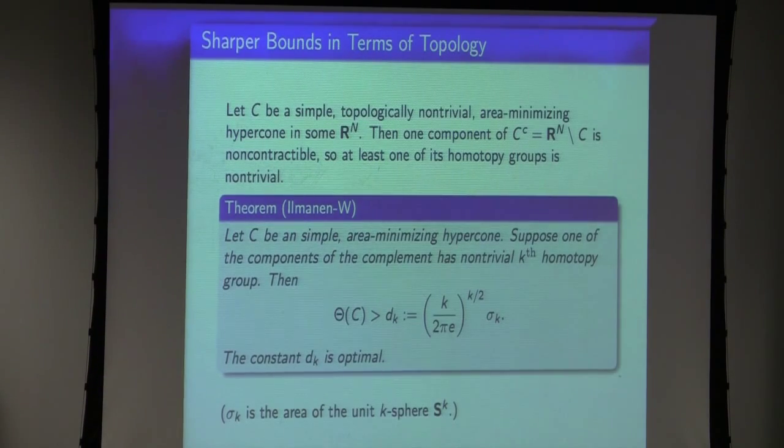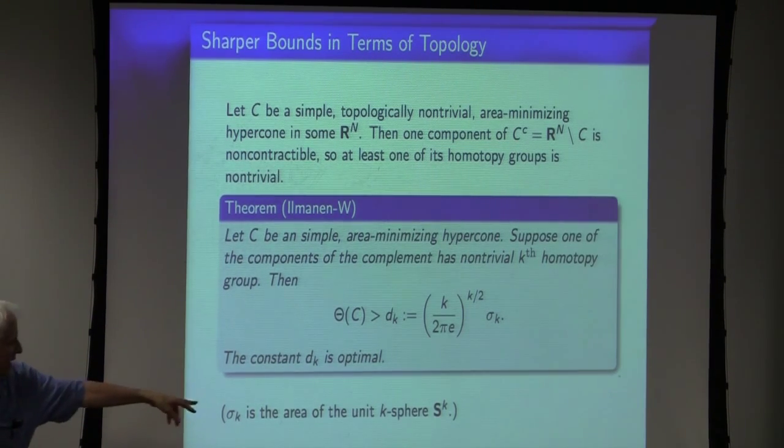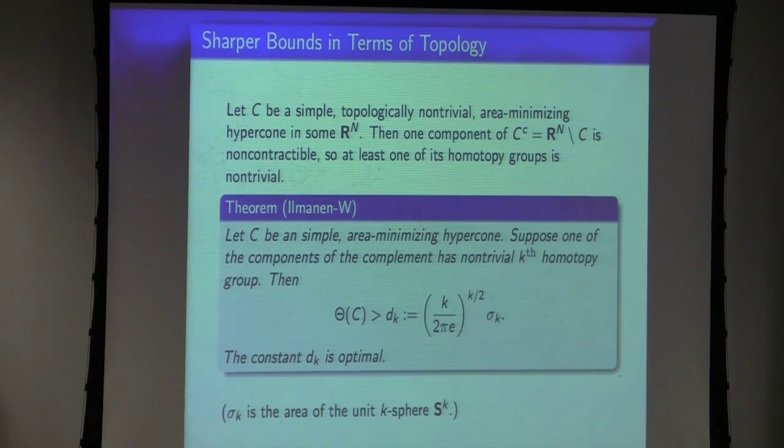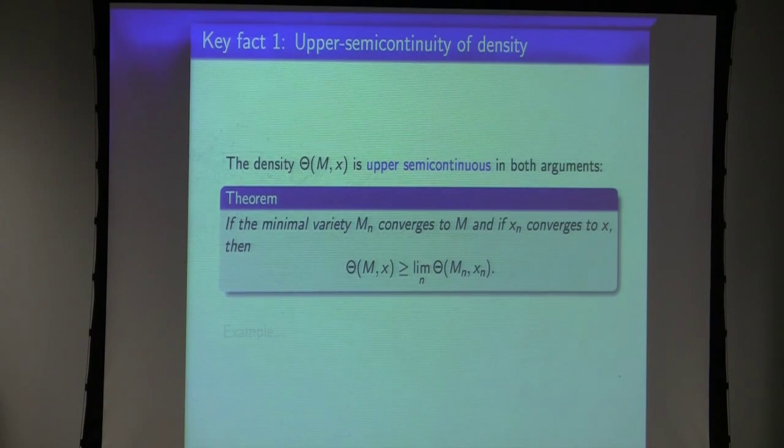And by the way, this number, d_k, is an odd number with pi and e in the denominator and so forth. Well, some of it is natural, like sigma_k is the area of the unit k-sphere, so that seems natural in this setting. But where does e come in? It's not so obvious that it should come into this at all. But this d_k has a very nice meaning, which you'll see in a minute.